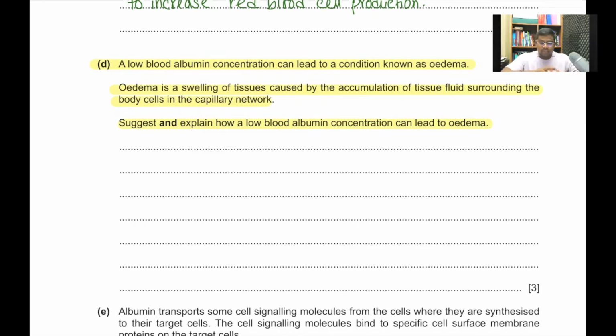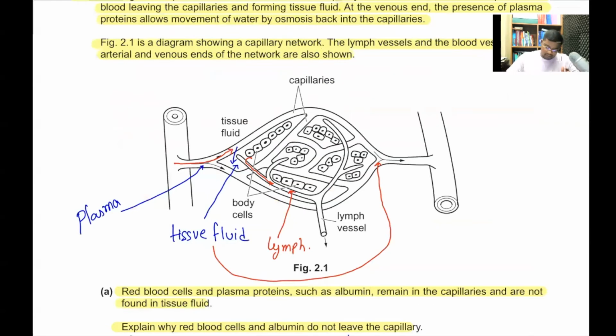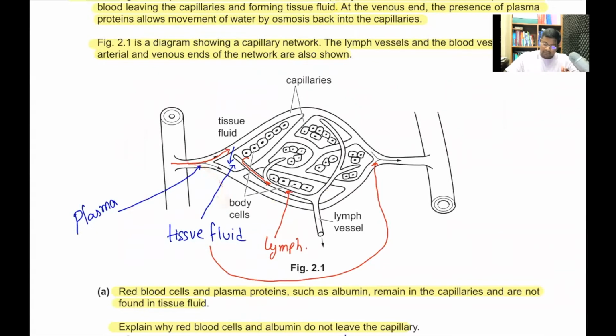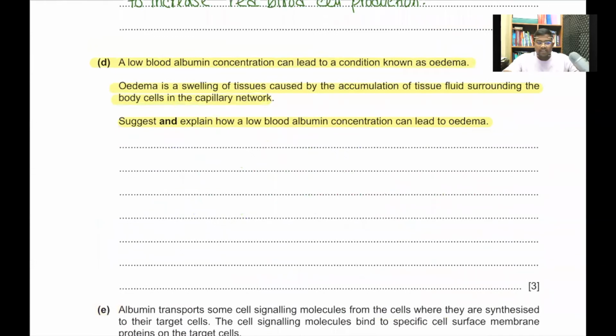So even though it enters the tissue fluid from the arterial end, however, in the venous end, the tissue fluid does not return back into the blood. And it becomes difficult for the lymphatic system to take up that excess amount of liquid, which leads to edema.